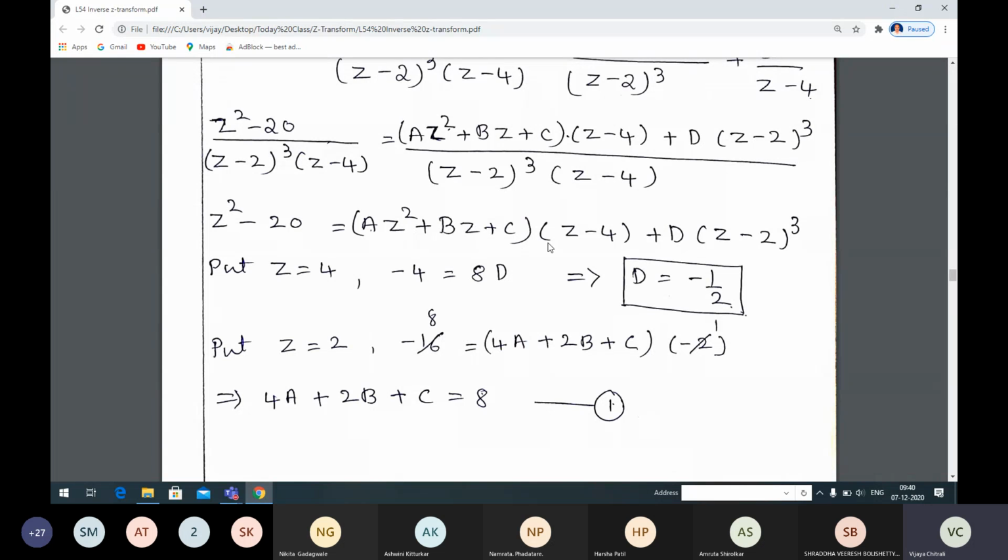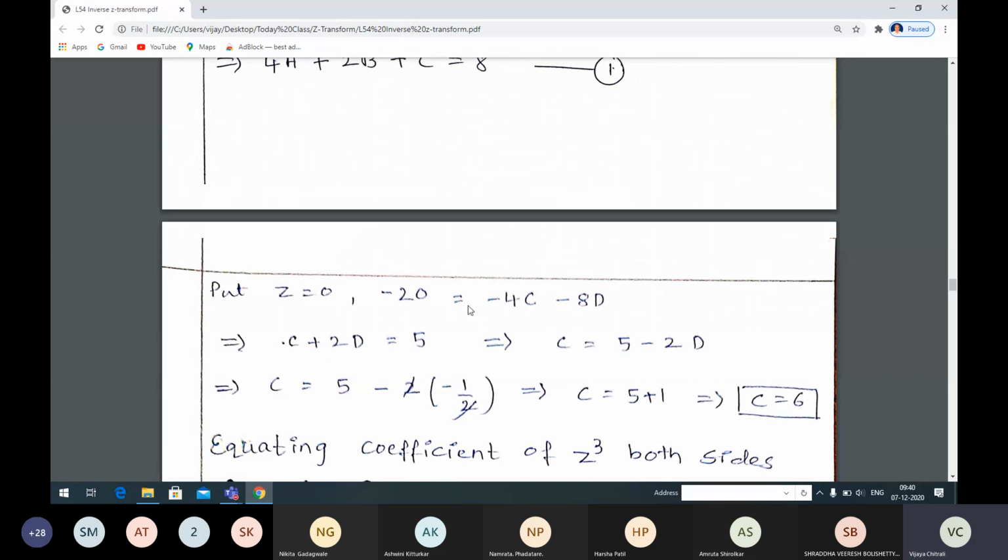Both terms are 0. And here you substitute 0 minus 4 and this c. So minus 4c plus d into, and here substitute z as 0. 0 minus 2 is minus 2. Minus 2 raised to 3 is minus 8d. So we'll get here minus 20 is equal to minus 4c minus 8d, right?